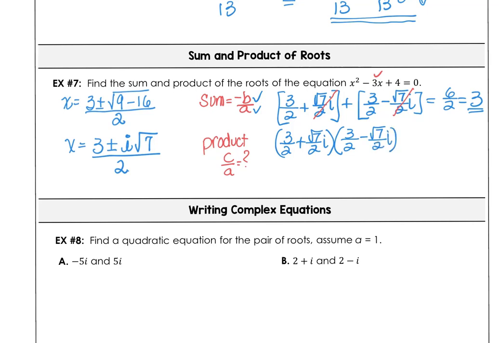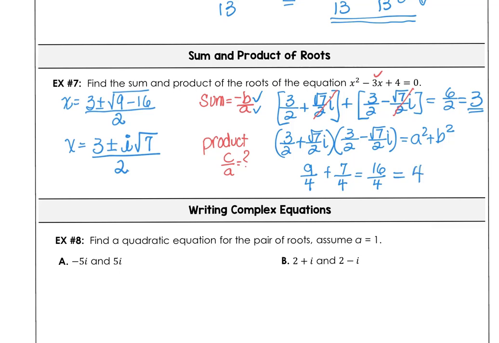Now, using that property of conjugates, we know that we're going to get a squared plus b squared. So a is 3 over 2 and 3 over 2. That's 9 over 4. And b squared is square root of 7 times square root of 7, and 2 times 2, that's 4. And 9 plus 7 is 16 over 4. And 16 over 4 is 4.